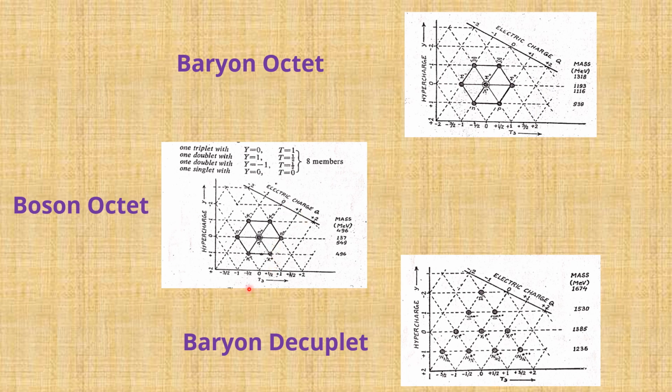Now this doublet has y equal to 1 and t equal to half. Whereas when you go to this doublet, y is equal to minus 1, and here it is K minus and K naught.